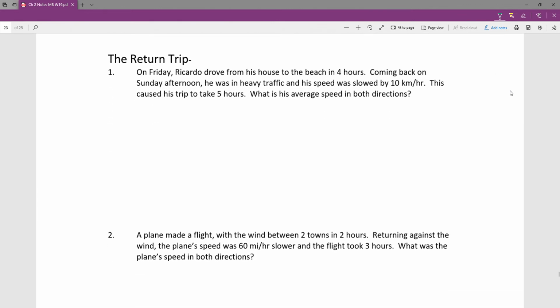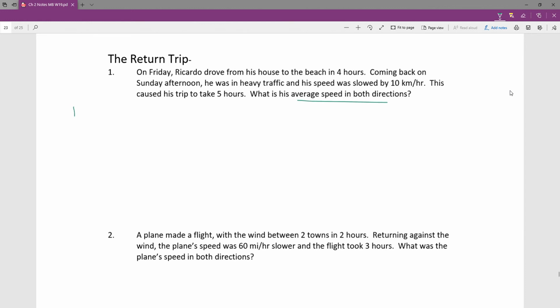Okay, so these ones are lovingly labeled as which kind they are, which is helpful. And this one says that on Friday, Ricardo drove from his house to the beach in 4 hours, and coming back, he's slowed by 10 kilometers an hour, and his trip then takes 5 hours. How fast was he going in both directions?